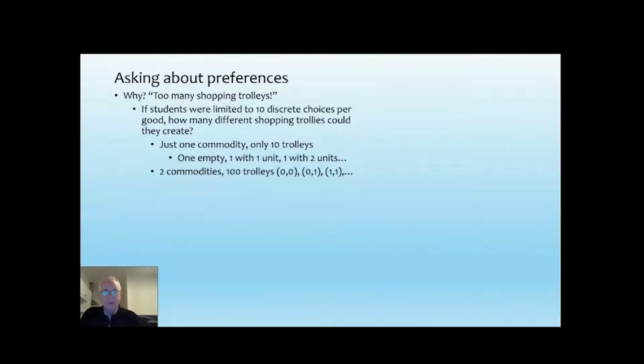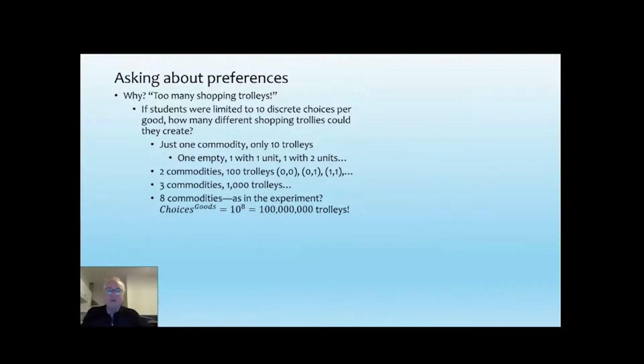Now, when there's 2 commodities, then you're going to have 0, 0, 0, 1, 1, 1, etc. There'll be 100 different shopping trolleys. That's getting to be a fairly challenging combination. 3 is 1,000. 8, which is the experiment, is 100 million shopping trolleys.